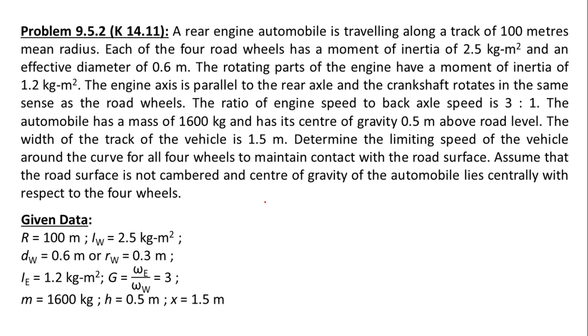So the first line, a car traveling along a track of 100 meter mean radius. Okay, that is the first line. Mean radius of the path in which your car is taking the curve, the path radius is 100. Okay, your car is moving like this. So wheel moment of inertia for each wheel is 2.5 kilogram meter square. Diameter of the wheel is 0.6, therefore radius is 0.3. Engine moment of inertia is 1.2. Gear ratio is 3 times. Mass of the vehicle is 1600. Height at which center of gravity is located above the road is 0.5. Width of the vehicle is 1.5. Clear? Let's move into the problem.